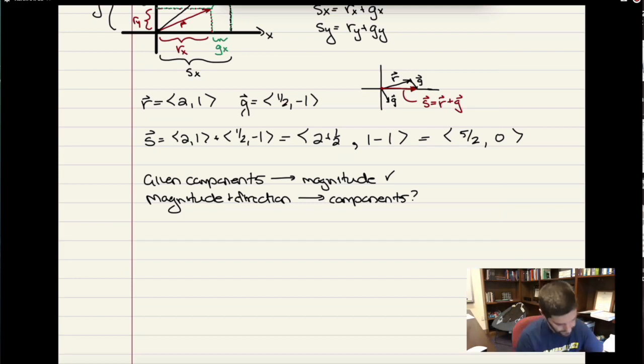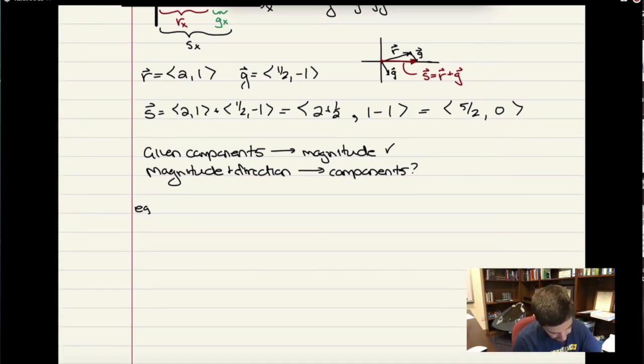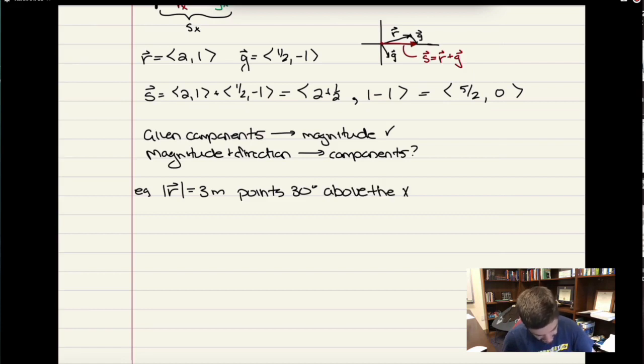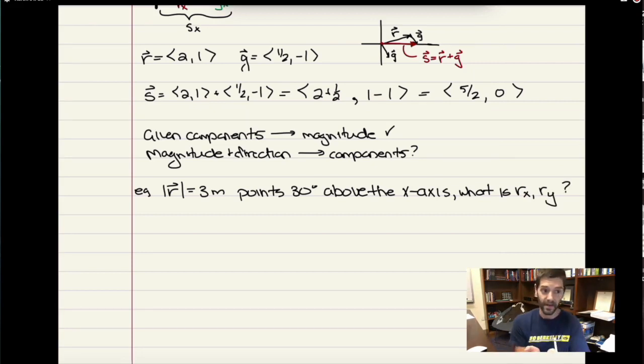If I tell you, for example, that I have some vector with a length equal to 3 meters, and it points 30 degrees above the x-axis. What is Rx and Ry? What are the individual components of the vector, given I know how long the vector is and what angle it makes with respect to my coordinate system?